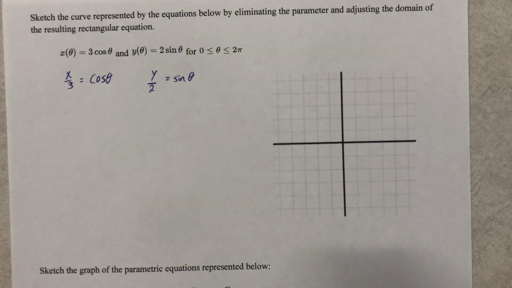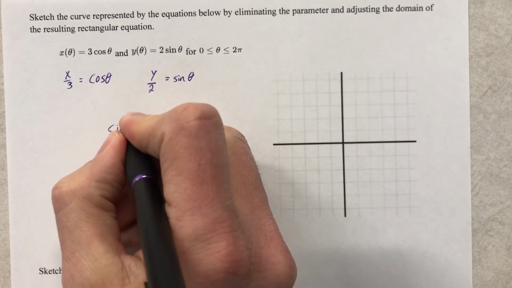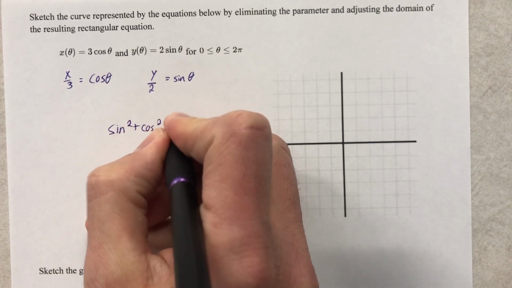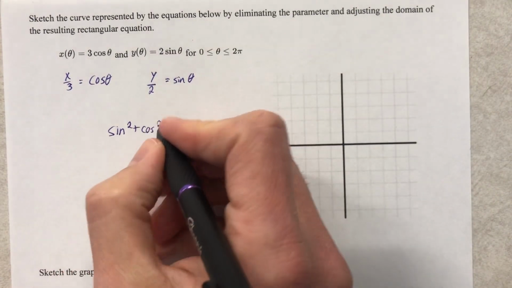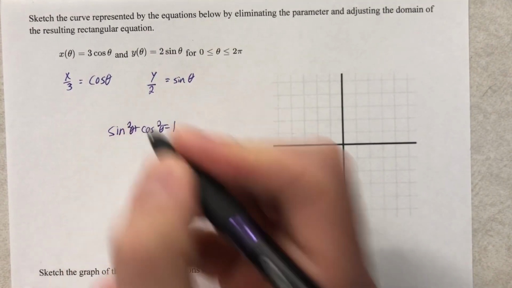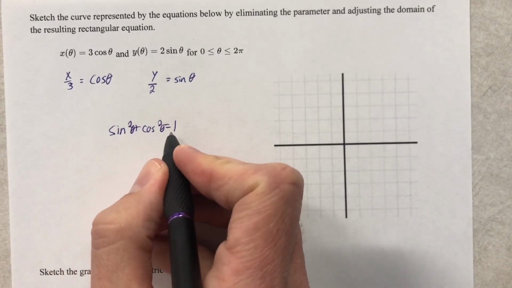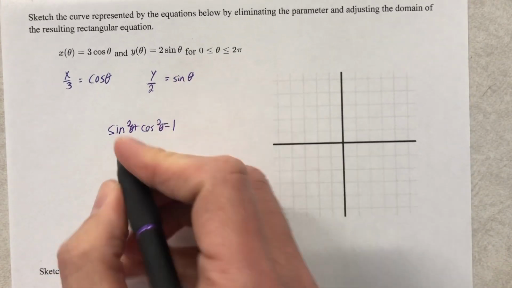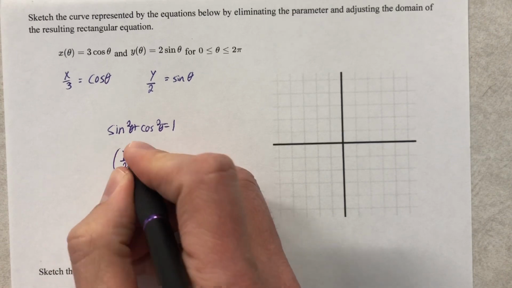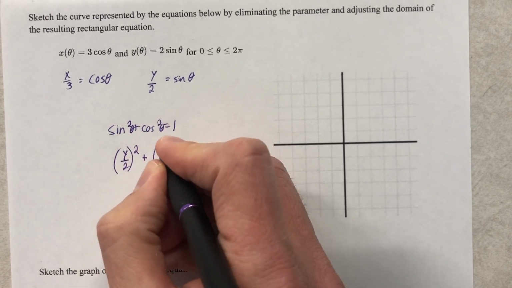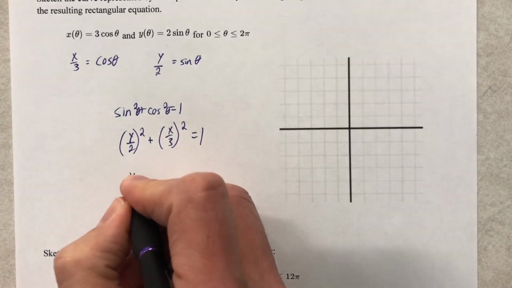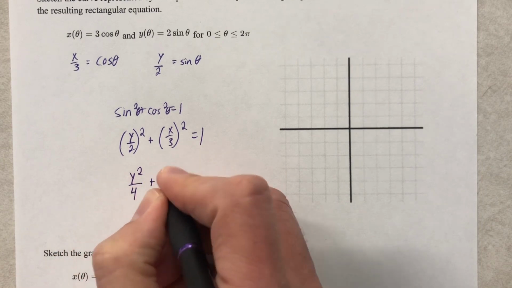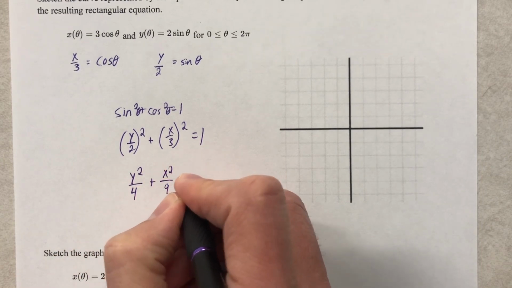Okay, let's go old school for a second. Here's something I know about sine and cosine: sine squared plus cosine squared equals 1. It's good to know, isn't it? So sine squared theta plus cosine squared theta equals 1. I'm going to take y over 2 and square it, and I'm going to take cosine, which is x over 3, and square it, and set it equal to 1. And now I have y squared over 4 plus x squared over 9 equals 1.